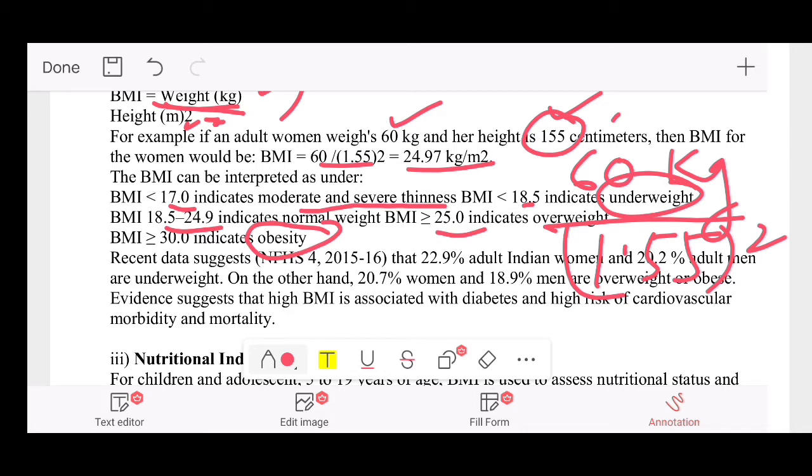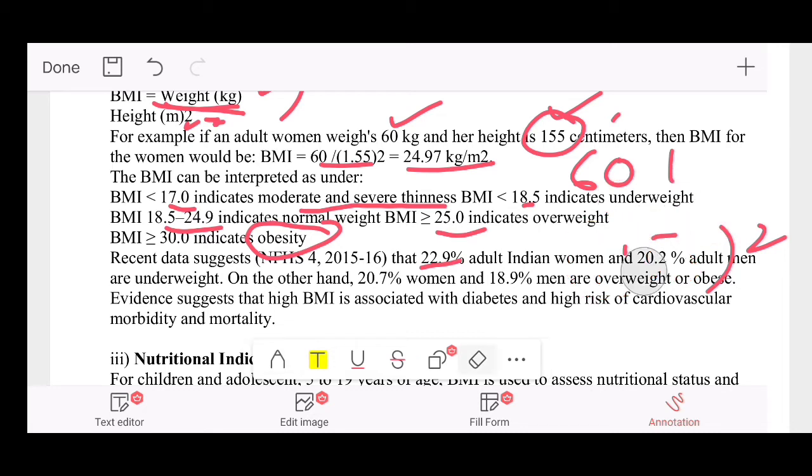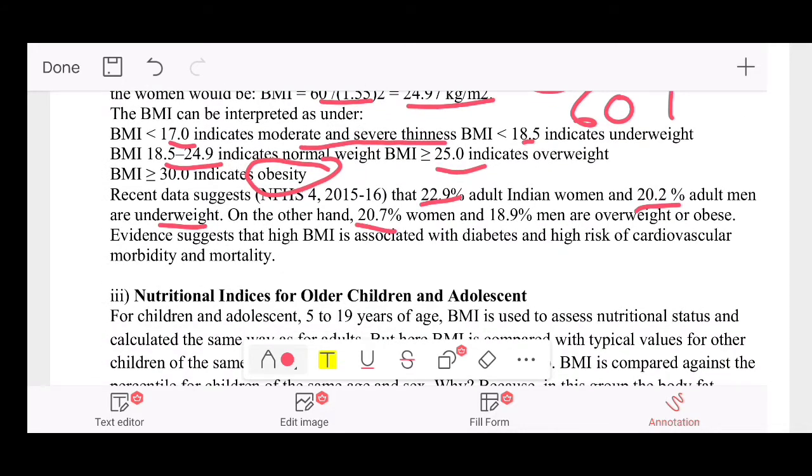Okay, recent data suggest that 22.9% of adult Indian women and 20.2% of adult men are underweight. On the other hand, 20.7% of women and 18.9% of men are overweight or obese. Evidence suggests that high BMI is associated with diabetes and high risk of cardiovascular morbidity and mortality. That means people who are overweight have a high risk of cardiovascular arrest, a heart attack, or diabetes.